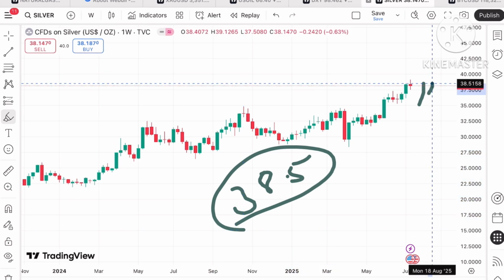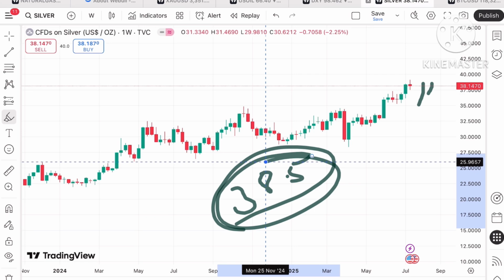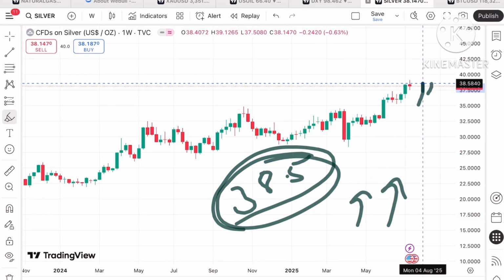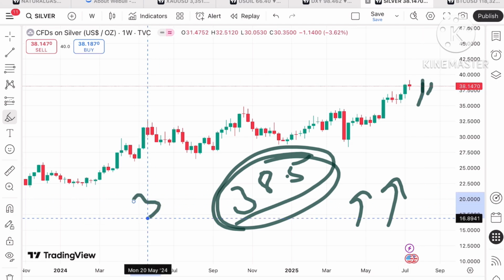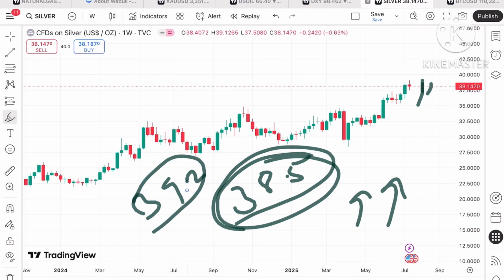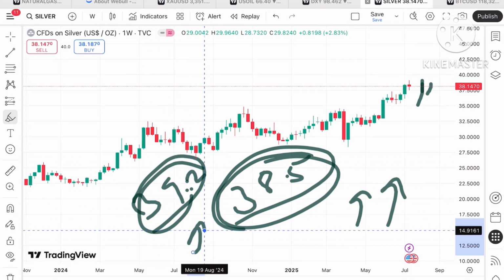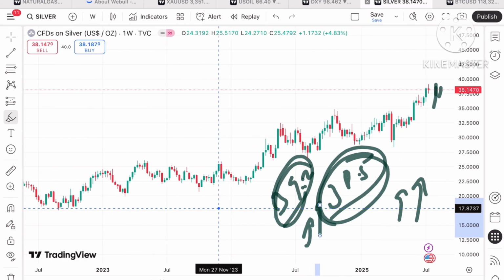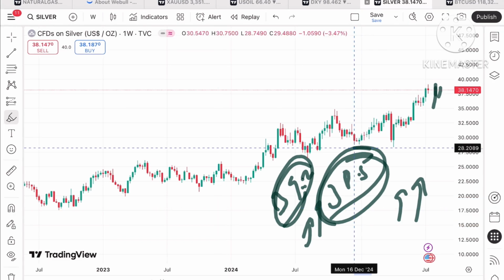See, 38.5 is the previous week's high. So if the price sustains above this level, the probability of further upside can be seen. Once it starts sustaining above 38.5, the probability of going towards 39.2 we can see. And if the price moves above this level, a further upside can be seen.